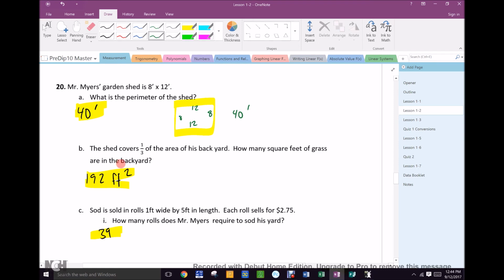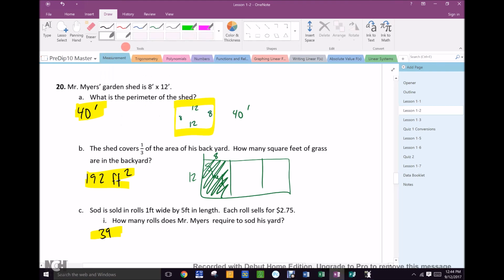Now, here is where I have heard people doing this poorly. The shed covers 1/3 of my backyard. Does the 40 feet count? No, because the shed is covering the yard. The yard is a certain size, and 1/3 of it is shed. The shed is 8 by 12, which is 96 feet squared.